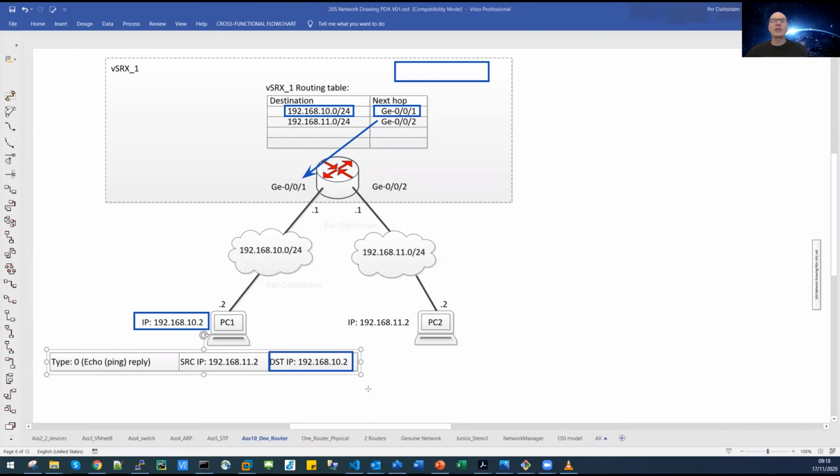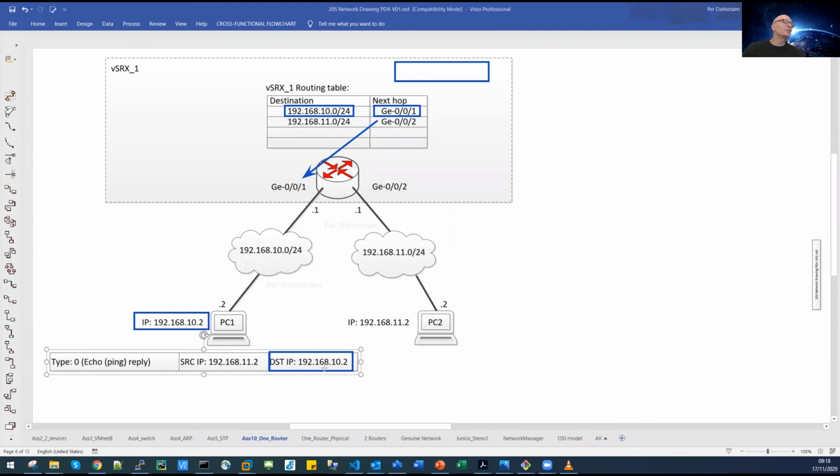PC1 will say, thank you, Mr. Router. I will take a look at what it is. Oh, luckily it's a ping reply. So pings are actually going through the router as we expected. So there you have it. This is, I would say, routing in a nutshell in its most simple form.